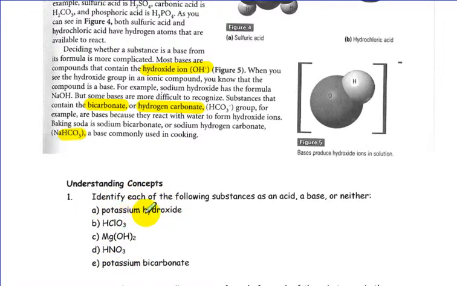So potassium hydroxide, we know that that one must be a base because it ends in hydroxide. HCl3, we know that that is an acid because it begins with an H. CMgOH ends in an OH, so that's a base. HNO3 begins with an H, so that's an acid. And then the last one here, potassium bicarbonate, it ends with the bicarbonate, so it is a base.